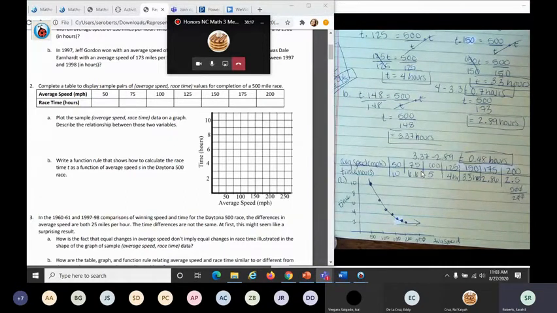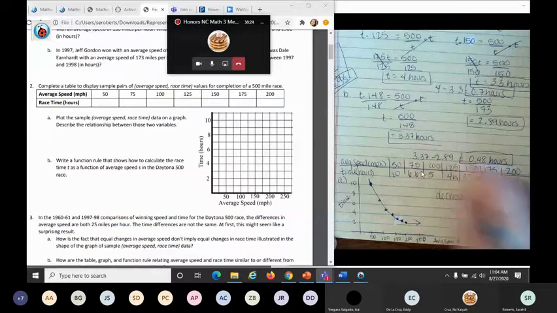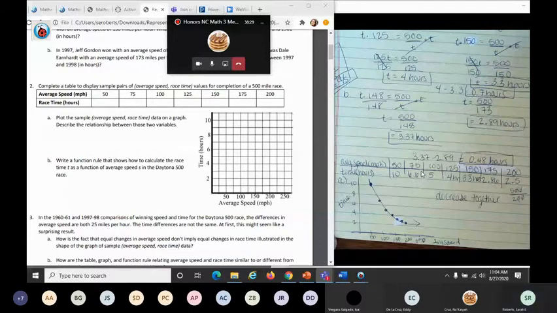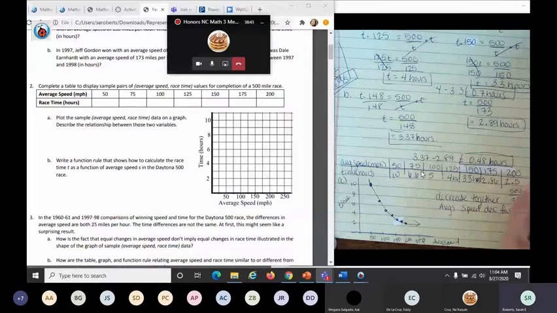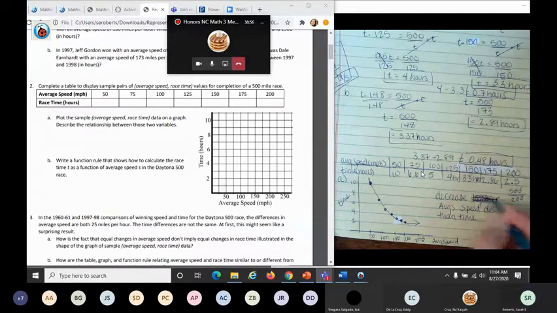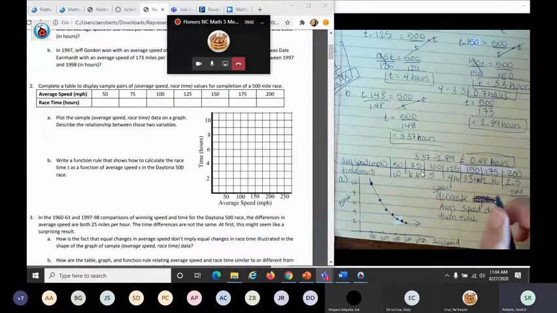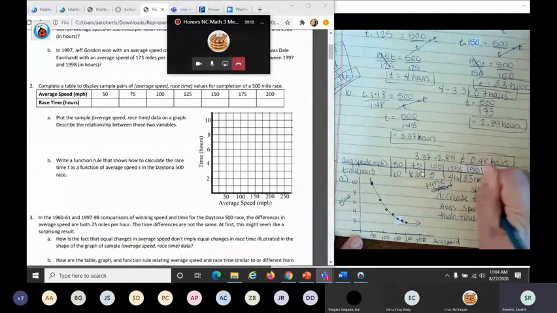And then it says describe the relationship between the two variables. So they decrease together. Okay, both of them are decreasing, but the average speed decreases faster than the time. Okay, so they're both decreasing values. We're going down. Actually, they don't decrease together. I'm sorry, time is decreasing. I'm being an idiot right now. So time is decreasing, speed was increasing.